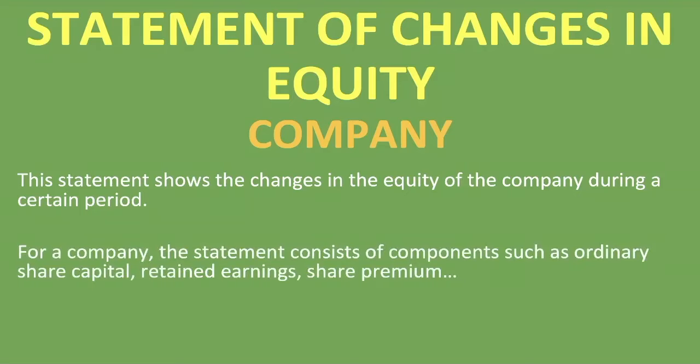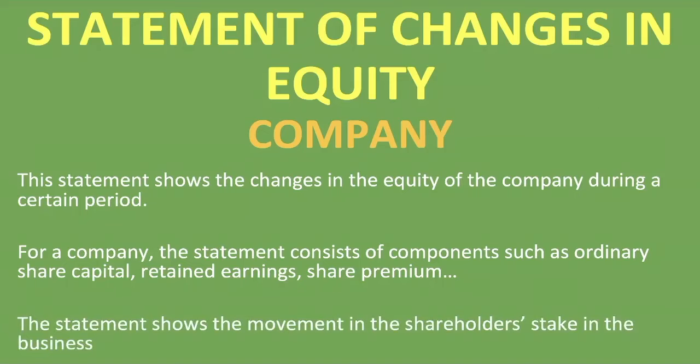For a company, the statement consists of components such as ordinary share capital, retained earnings, share premium. Now, all the elements in the equity of the company will be shown in the statement of changes in equity. So it's not just limited to this. It will be at least two elements, and the most popular ones are the ordinary share capital and retained earnings. But we are going to go through examples showing you how to complete the statement of changes in equity for a company shortly. The statement shows the movement in the shareholder stake in the business.